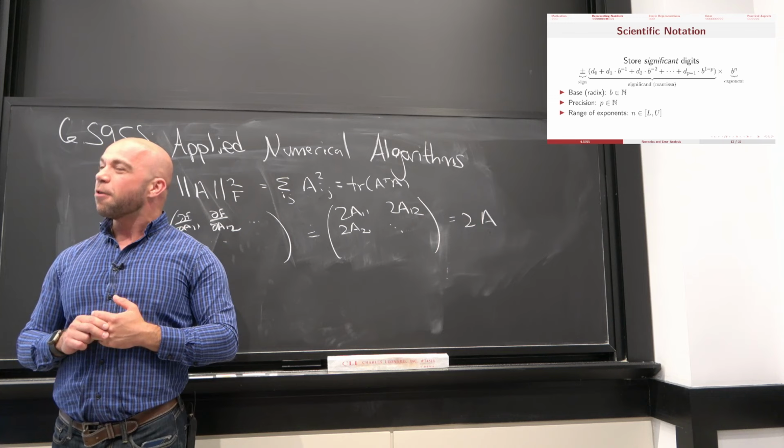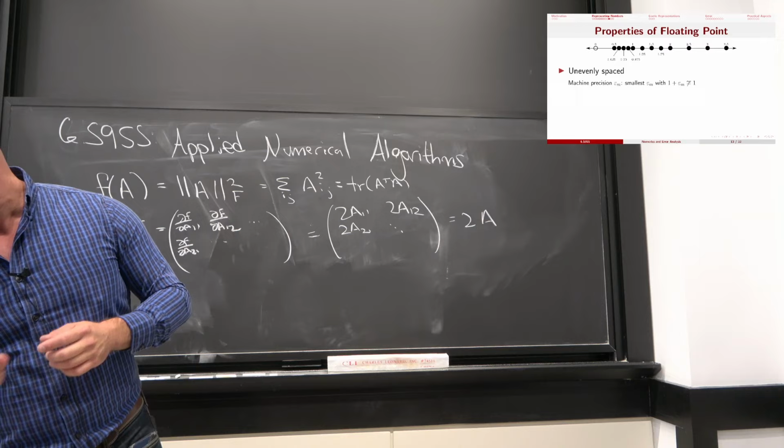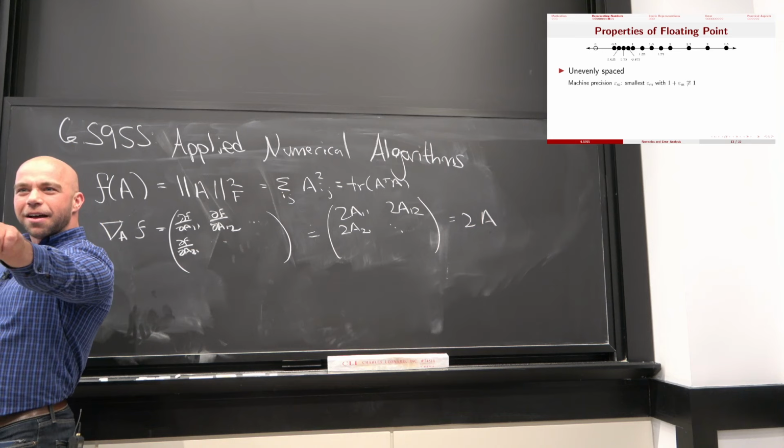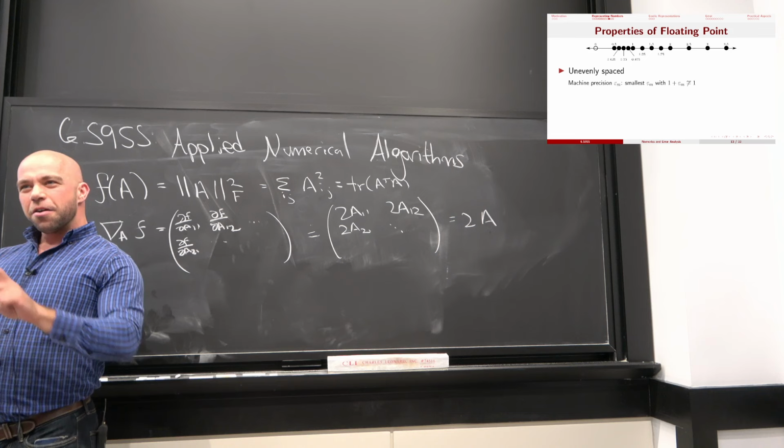Does that make sense? Okay, so a few properties of floating point systems. I promise this class gets more interesting. I hate this stuff. The interesting stuff is going to start in the next lecture. First of all, one thing I could do is take a number line and put a little dot every time there's a number I can represent using my floating point system. And notice it'll have this kind of interesting pattern, right?